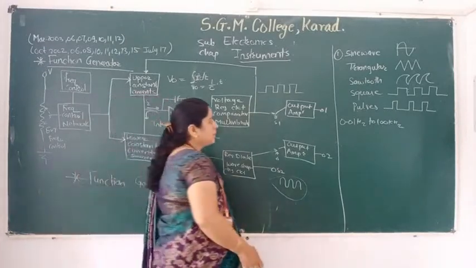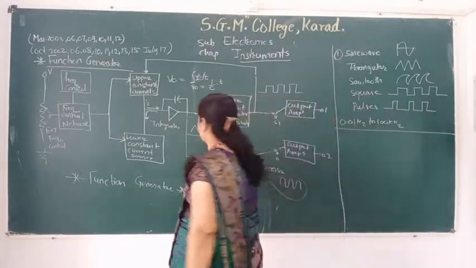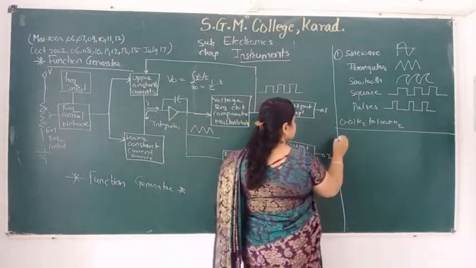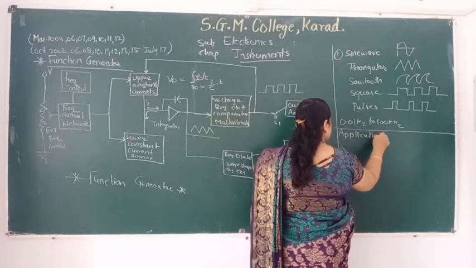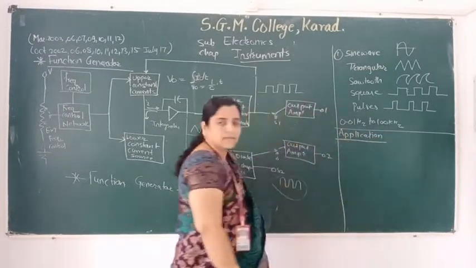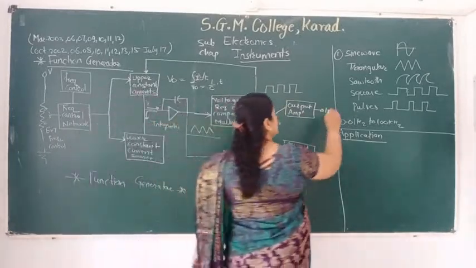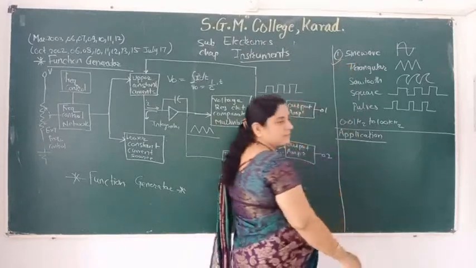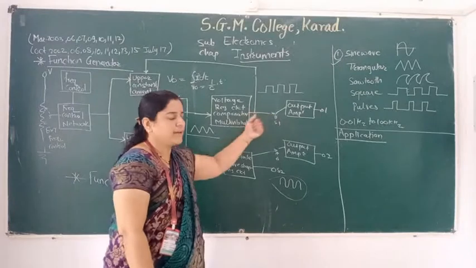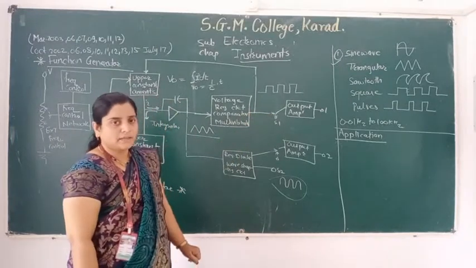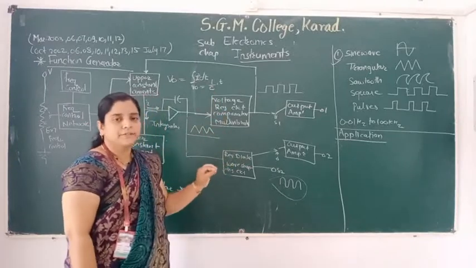Okay, this is the main working of the function generator. So, what are the applications of this? The first application of the function generator is that it is used to observe sine wave, triangular wave, sawtooth wave, square wave and pulses. The first application is that it is used to observe all these waves.